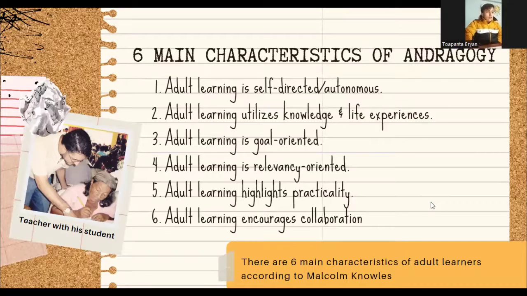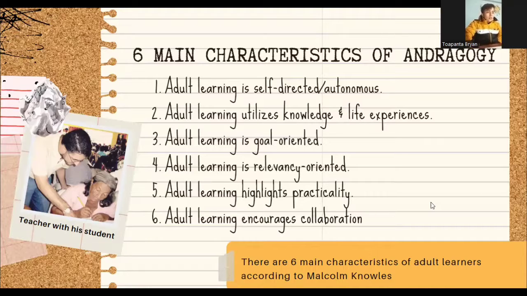2. Adult learning utilizes knowledge and life experiences. Under this approach, educators encourage learners to connect their past experiences with their current knowledge base and activities. 3. Adult learning is goal-oriented. The motivation to learn is increased when the relevance of the lesson to real-life situations is clear, particularly in relation to the specific concerns of the learner.